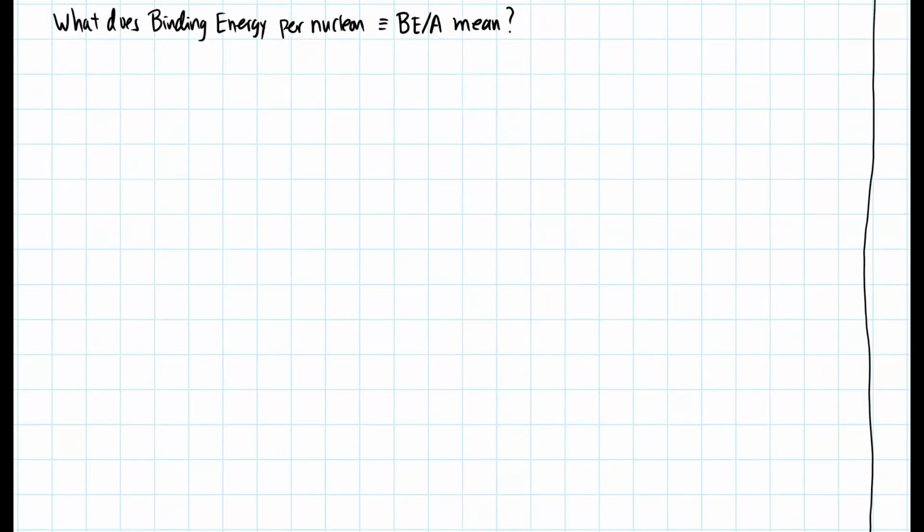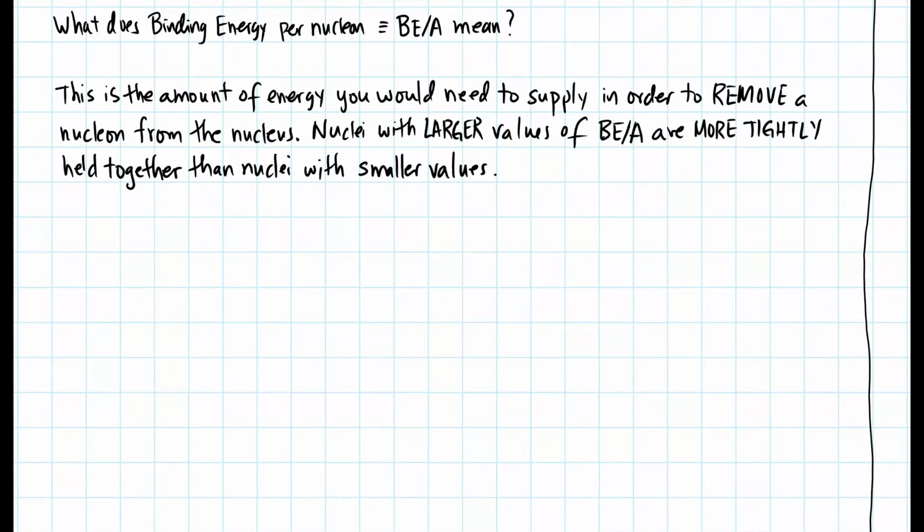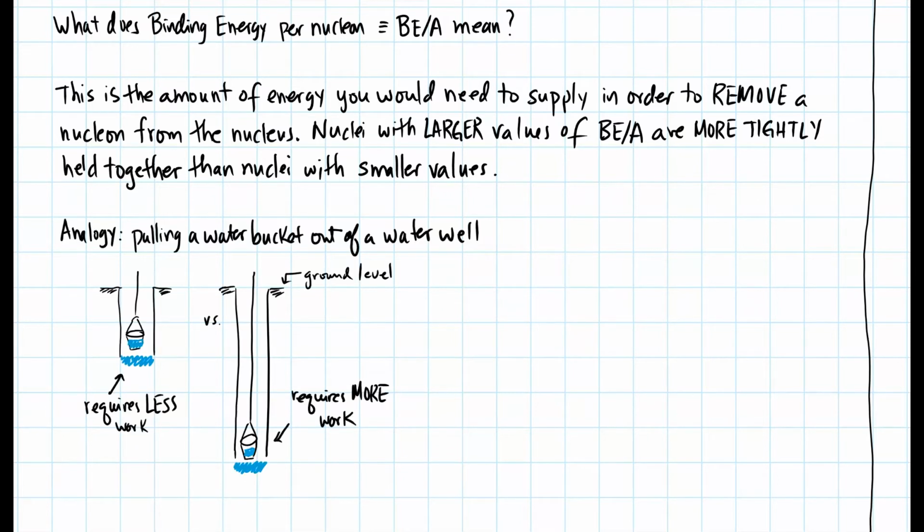What does binding energy per nucleon mean? Remember, binding energy per nucleon is Be divided by A. This is the amount of energy you would need to supply in order to remove a single nucleon from the nucleus. Nuclei with larger values of Be over A are more tightly held together than nuclei with smaller values.